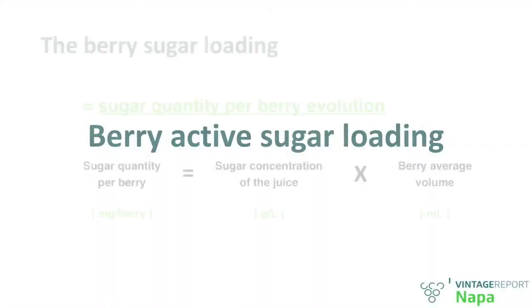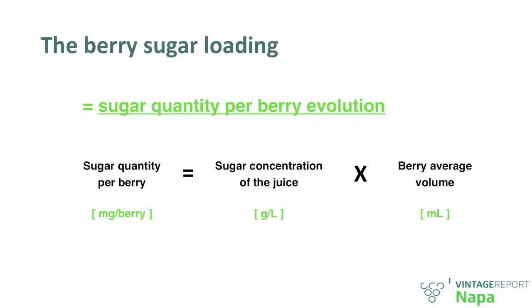So first of all, when we talk about sugar loading, what does it mean? Well, most of you already know that concept, but just to remind you, the idea is to work on sugar quantity per berry evolution, more than Brix or sugar concentration or potential degree. The idea is to focus on the quantity in every berry during ripening. So the way to access that data is an estimate. We're working on sugar concentration of the juice multiplied by the berry volume. Okay, so grams per liter multiplied by milliliter gives you milligrams per berry.